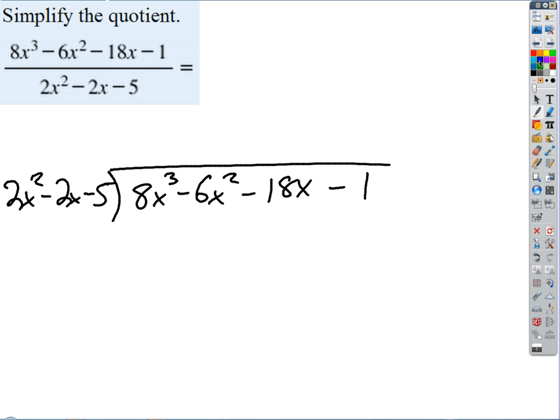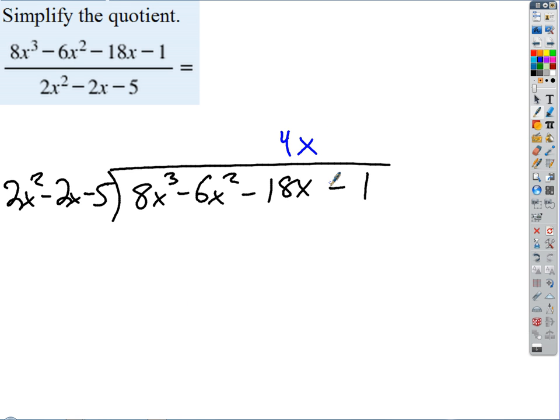Good. How do I know what the first term of my answer is? What do I do? Find when 2x squared is 8x cubed. I want to know how many times the leading term outside divides into the leading term inside. In other words, 8x cubed divided by 2x squared is what? 4x. Okay, and you guys are all getting really good at that.